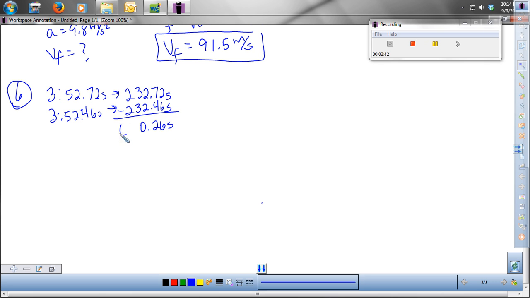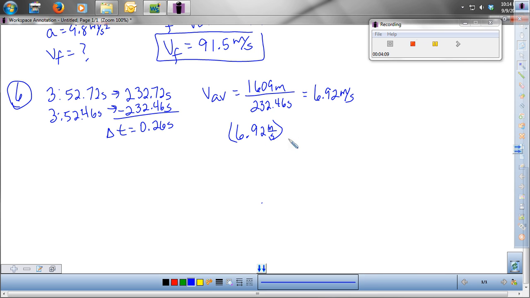And then I said, well, that was the delta T that separated them. And then I said, well, the average speed for that runner is 1,609 meters in 232.46 seconds. So I calculated the average speed for that gentleman to be 6.92 meters per second. And he ran at 6.92 meters per second, and he finished in 0.26 seconds less than the slower of the 2. So when I multiplied those together, I got 1.7992 as the distance of separation, or 1.8.